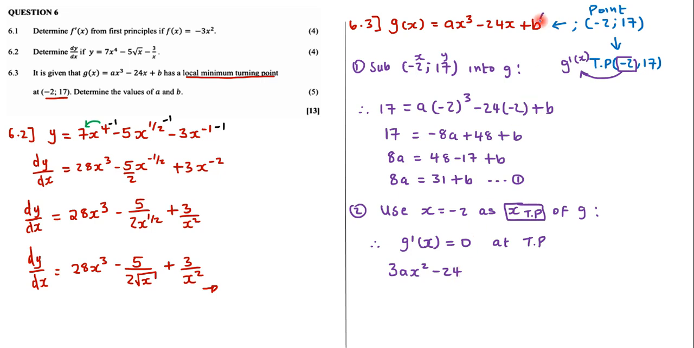Now notice that b doesn't have x next to it, so it means b acts as a constant. Because of that, it will be 0, because the derivative of a constant is 0, and I'll equate this with 0. Then here I'll say 3a x squared minus 24 equals 0. Then from there I'll substitute my value for x, because now I'm at a turning point, which means the value there I know is minus 2, minus 24 equals 0.